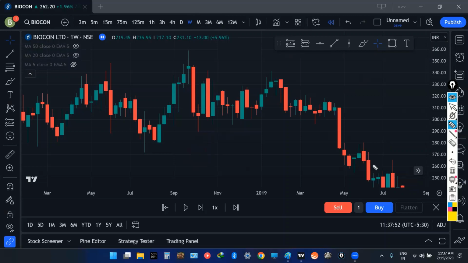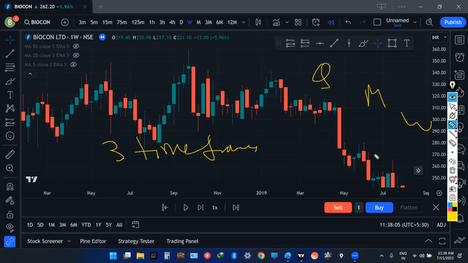So in multi-time frame, what do we do? In multi-time frame, we generally consider 3 different time frames. Say quarterly, monthly, and weekly. So we try to understand what the price is doing on a quarterly basis. Then we go deeper, we break this quarter into months. So when we break 1 quarter into months, how many months will we get? We will get 3 months.